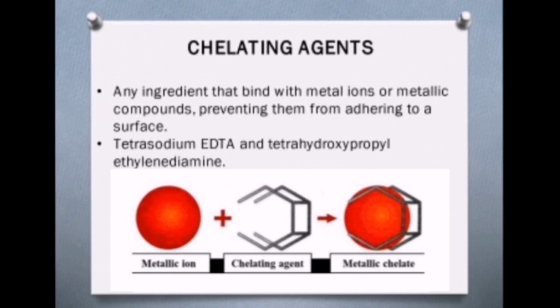Next is chelating agents. Any ingredient that binds with metal ions or metallic compounds, preventing them from adhering to a surface such as skin, hair or clothing, or causing contamination or discoloration, such as in the case of trace amounts of iron. For example, tetrasodium EDTA and tetrahydroxypropyl ethylenediamine. The EDTA complex is most common because of its broad effectiveness and compatibility with most cosmetic ingredients.